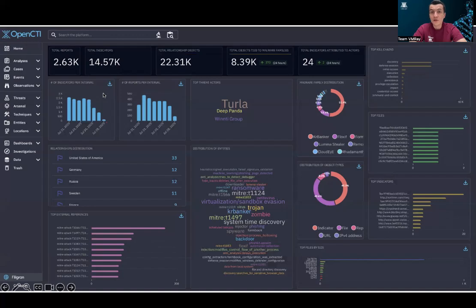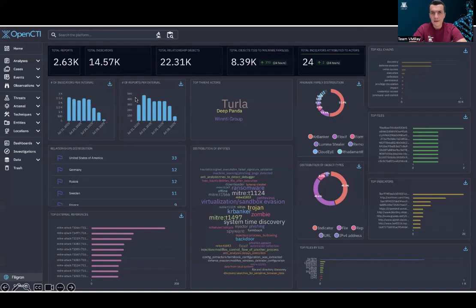Another one, total objects tied to malware families, around 8,000 objects we are looking at. So a large portion of the indicators and reports are directly tied to known malware families in UniqueSignal. So this helps CTI teams pivot faster, identifying ongoing campaigns, linking alerts to tracked threats.